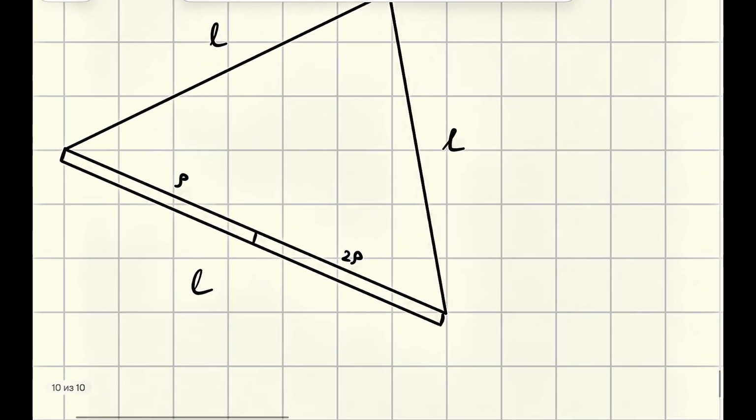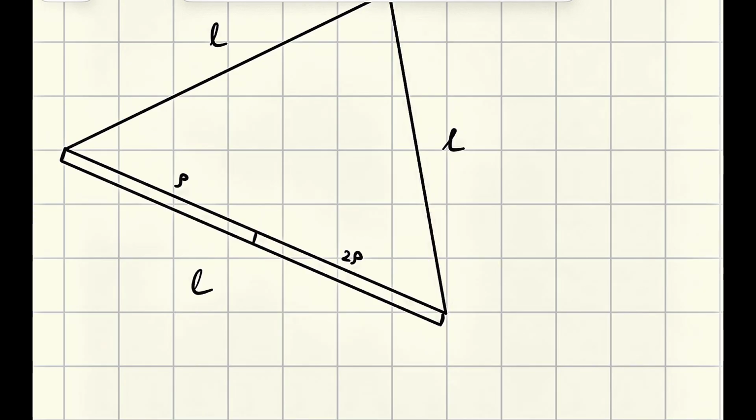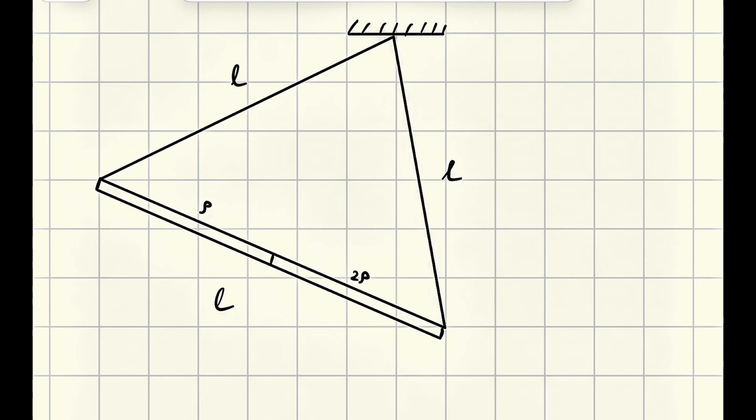Well, this problem says we have some object which is made of two materials. This half of our object is made of a different material, and this half is made of a different material. That's why their density is going to be different. Also, it is said that we have the length of the rod as L and the length of the ropes which hold this rod are L as well.